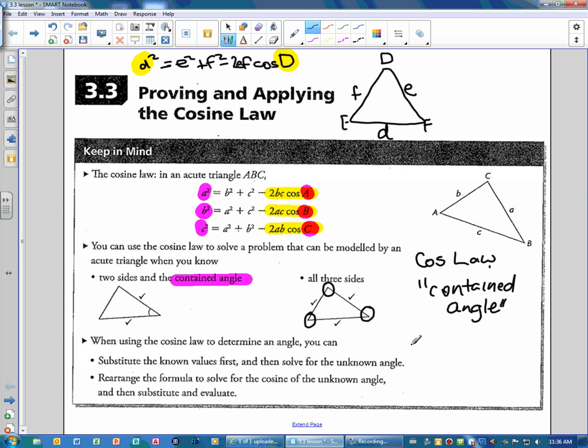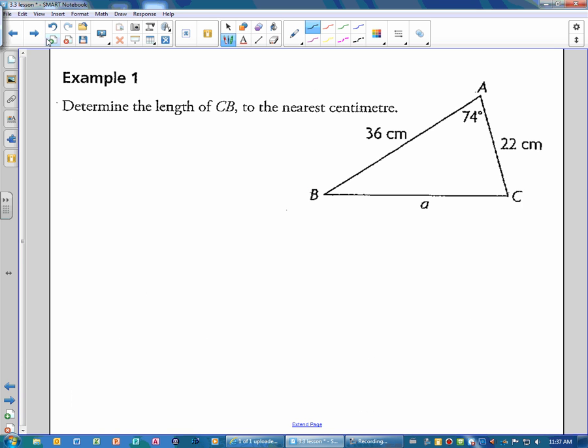Okay? So this bottom summary part here says, when using the cosine law to determine an angle, you can substitute the known values first and then solve for the unknown angle, or you can rearrange the formula to solve for the cosine of an unknown angle and then substitute, evaluate. I'm not a big fan of rearranging the formula. I just like to use the cosine law as is and let algebra take care of that part. So let me go through some examples and you can see what I mean.